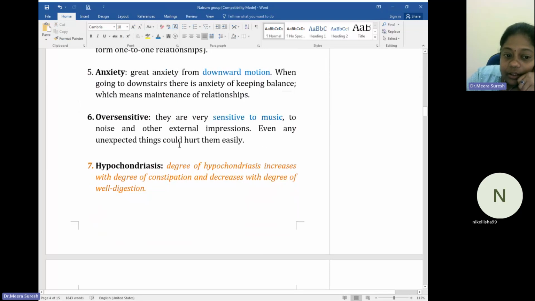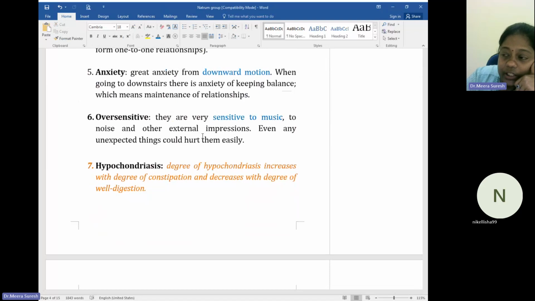Even any unexpected thing could hurt them easily. Hurt not physically, but on a mental level. Even the slightest, the trifles are enough. They will think, they will brood, then they will feel sad. The different possibilities like that, it will go on. Maybe it was a very, very small thing, a small conversation. They could have just left that talk, which other people don't even remember, but Natrum Mur will keep it in their mind.